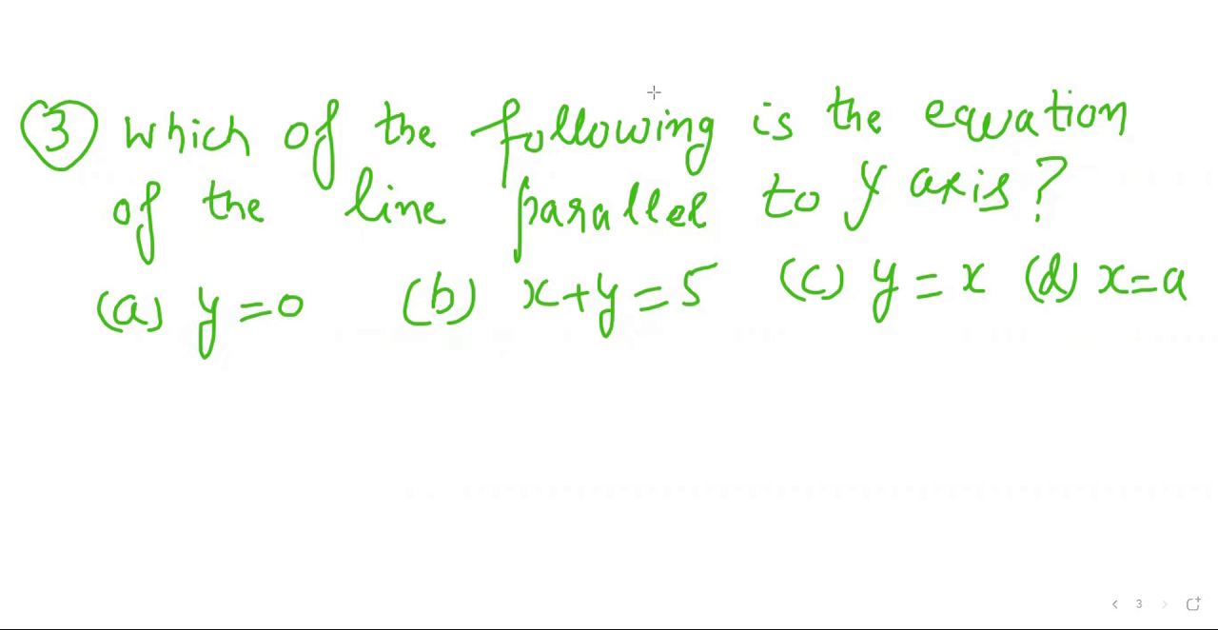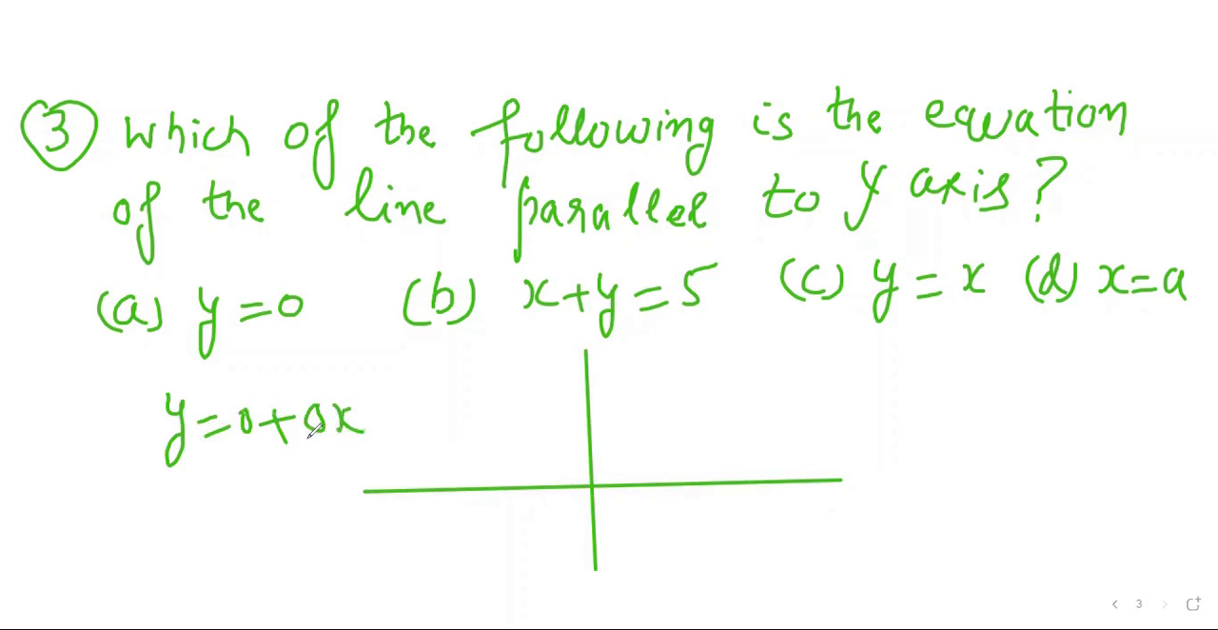To solve the question, first of all, we just draw the quadrants. Then we think which point is suitable. Y is equal to 0, we write 0x. When we write 0x, that means x is 0, y is 0; x is 1, y is 0. So that means the line is on the x-axis. So this situation cannot be possible.